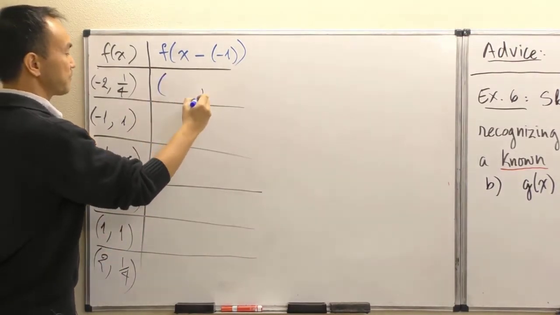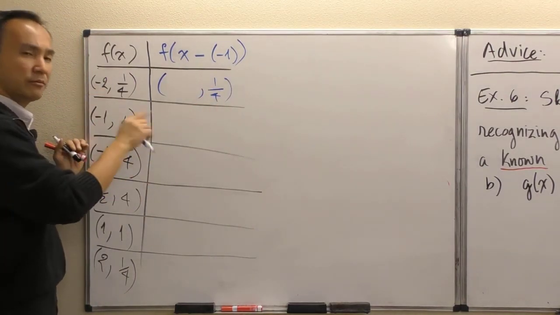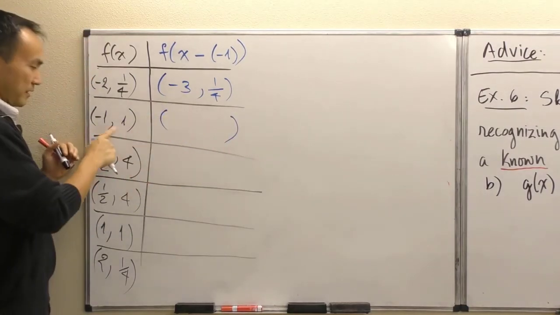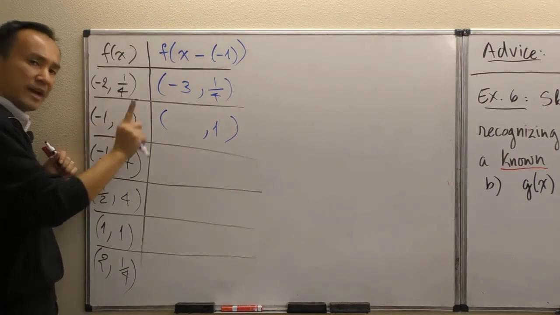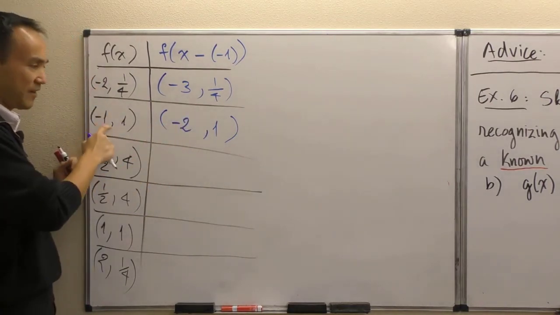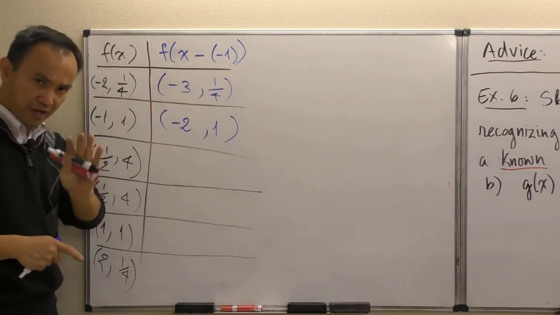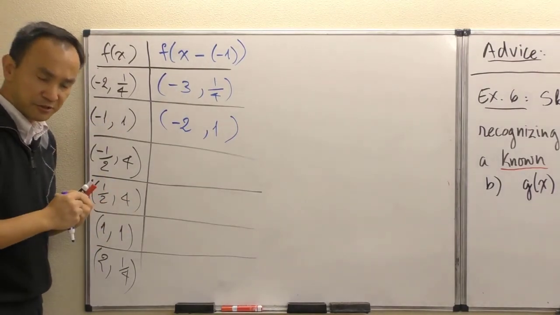Here, y value is 1/4. That's -2. I'm going to add -1. That makes -3. Next point. 1 stays the same because it's the y value. -1, I'm going to add another -1. That gives me -2. These are the y values. We're supposed to add -1 to every x value. So the guiding points make no exceptions.